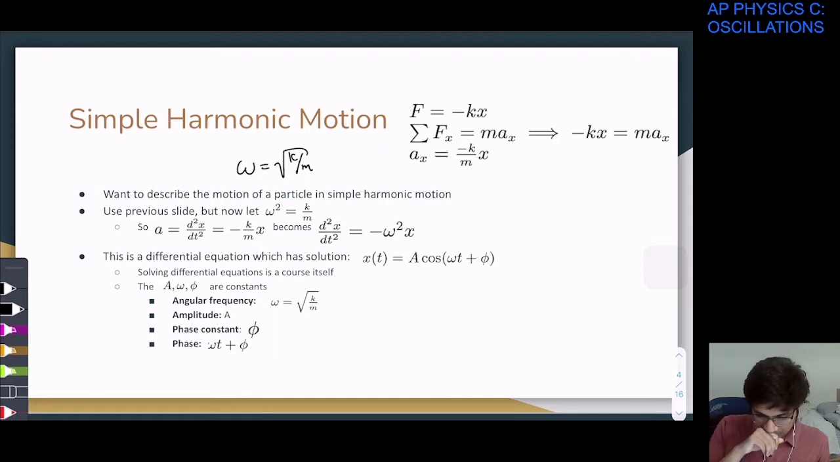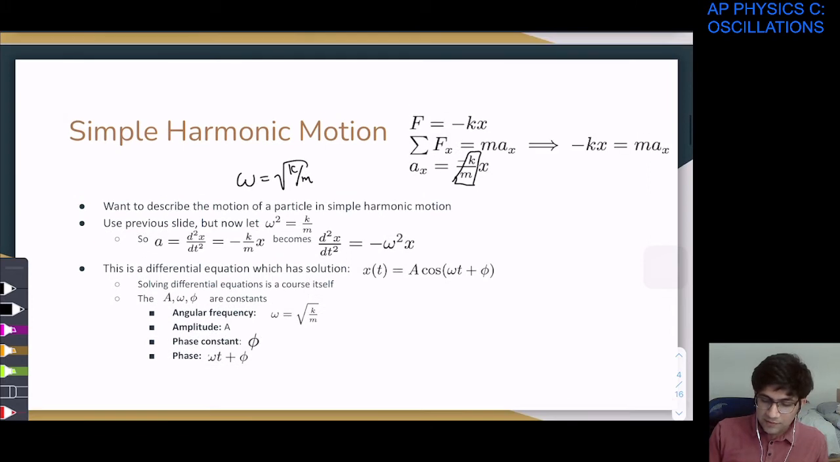And the reason why we do this is because we want to express this k over m, which often is, k never changes, m never changes, as a single constant. So we'll call k over m omega squared. Not omega, but omega squared, just because we don't have to deal with a lot of square roots, and it makes it easier.